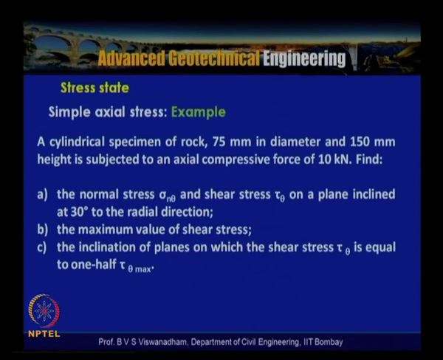Now let us do a small example for the simple axial stress. A cylindrical specimen of rock having 75 mm in diameter and 150 mm in height is subjected to an axial compressive force of 10 kN. So we need to find the normal stress sigma n theta and shear stress tau theta on a plane inclined at 30 degrees to the radial direction, and the maximum value of the shear stress and the inclination of the planes on which the shear stress tau theta is equal to one half of the tau theta max.